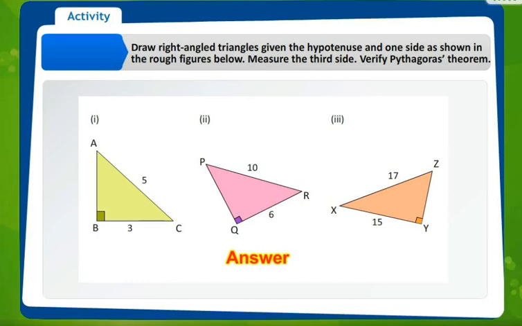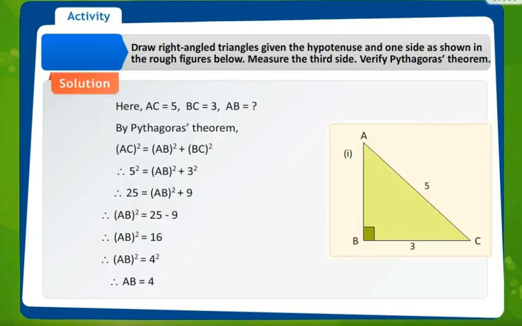Now if we consider triangle ABC, you can see here AC is 5, BC is 3. You have to find AB. According to Pythagoras theorem, AC square is equal to AB square plus BC square. Now AC is 5 square, AB we have to find, and BC is 3 square. So 5 square is 25, 3 square is 9. Now AB square will be 25 minus 9, which is equal to 16. So AB square is equal to 4 square, hence AB is equal to 4. Now we have got the third side.